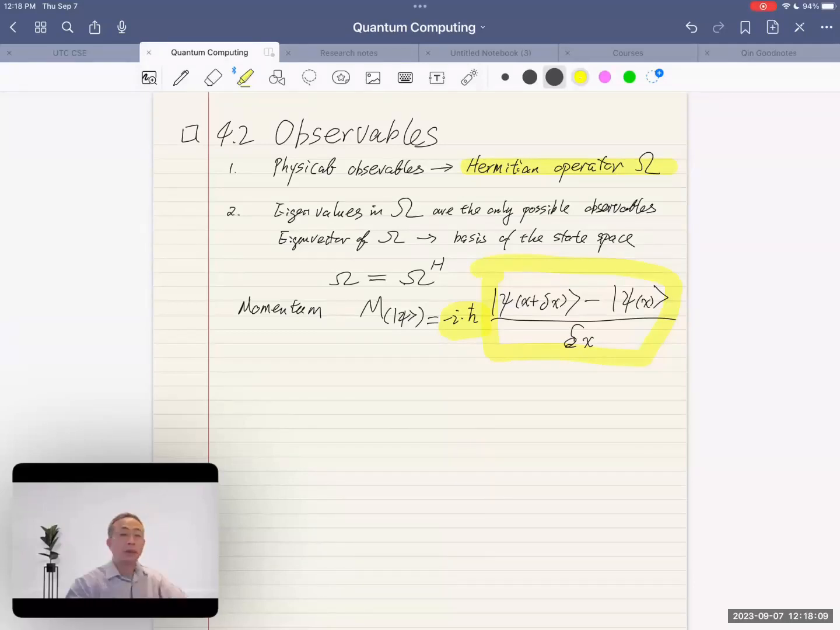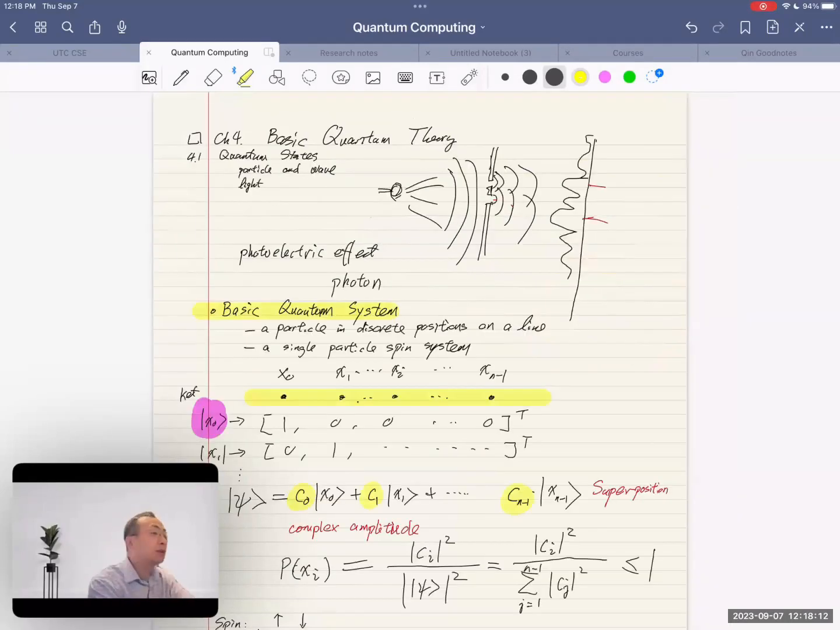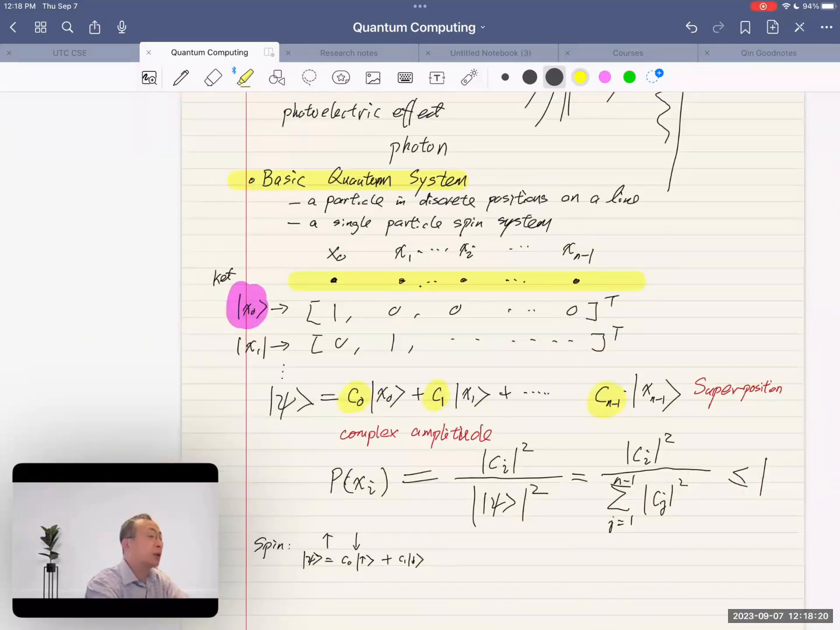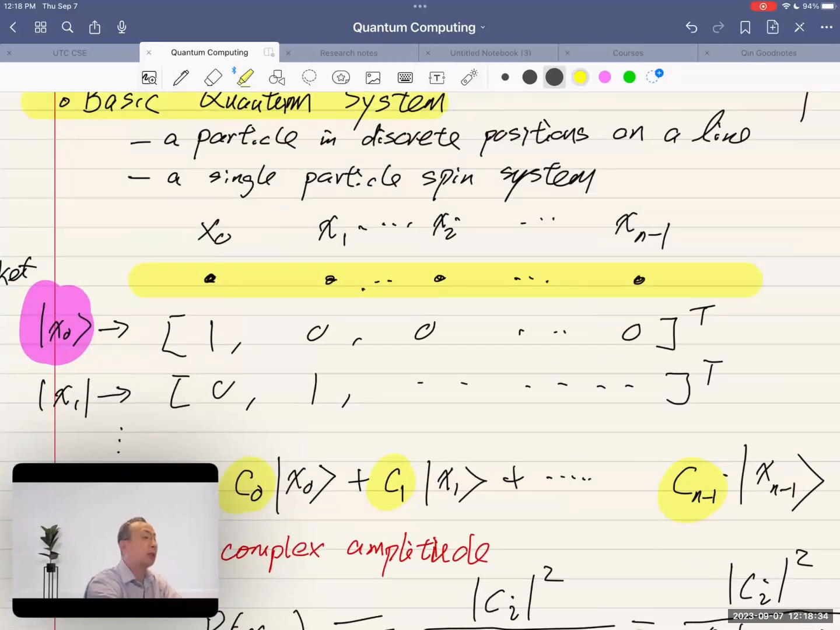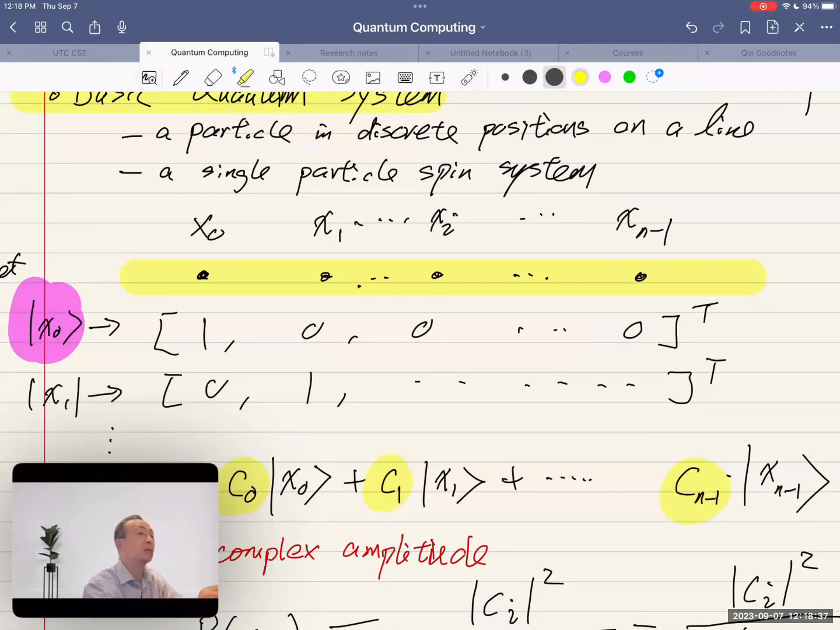Okay, so let's quickly review what we went over last lecture about basic quantum theory. The most important part is the basic quantum system. We consider a particle in discrete position on a line, and then we consider a single particle spin system. This line can be called x0, x1, x2, up to x_{n-1}. So this is the classical quantum computing system.